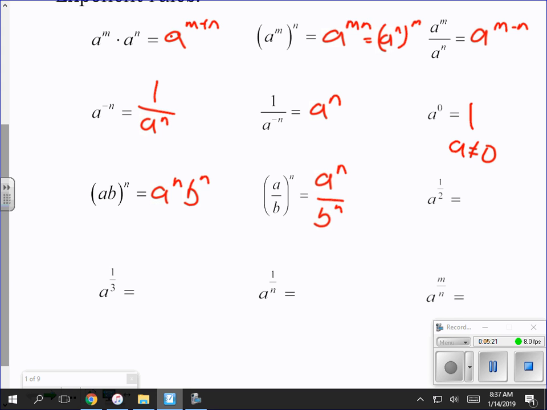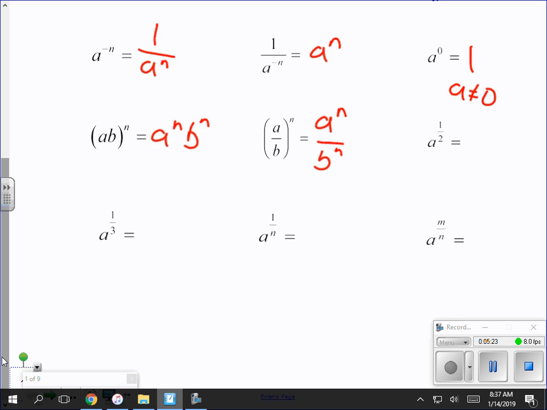Now, here comes the new part and the fun part. Fractional exponents. Your denominator is your root. So a to the 1/2 power is the square root of a. Okay. A to the 1/3 power is the cube root of a. A to the 1/anything power, that's the nth root of a. Whatever that denominator is, that's the index on your radical.